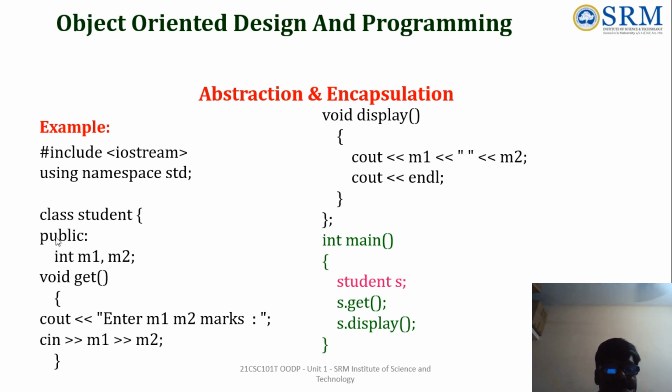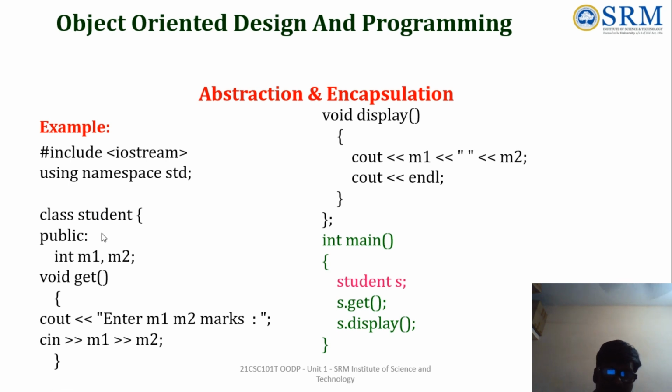Here I have M1 and M2, two data members, and two functions, get and display. All these data and functions are declared in public mode, and all of them are wrapped up into the class called student. So encapsulation is achieved here. Outside the class I'm creating the object for the student class and accessing the get and display methods. The point is that the data and the functions are encapsulated together by the class. That is what encapsulation is.